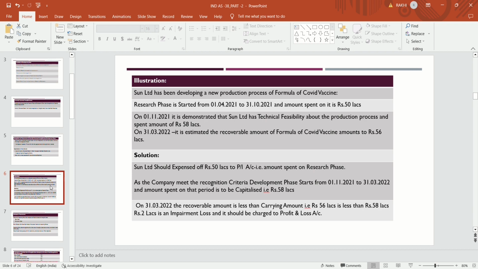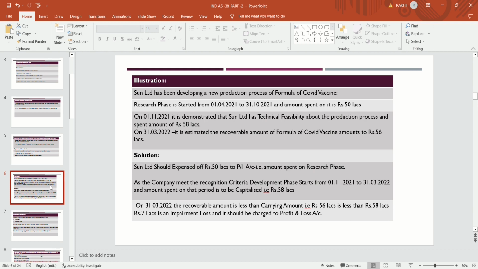So the carrying amount is 58 lakhs and the recoverable amount is 56 lakhs. As per Ind AS 36, if the recoverable amount is less than the carrying amount, there is an impairment loss of 2 lakhs. So it should be charged to P&L. The amount of rupees 2 lakhs is to be charged to P&L and the intangible asset is to be restated at rupees 56 lakhs, because 2 lakhs is to be impaired and charged to P&L as impairment loss.